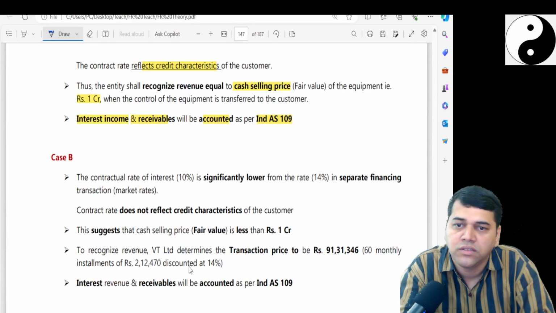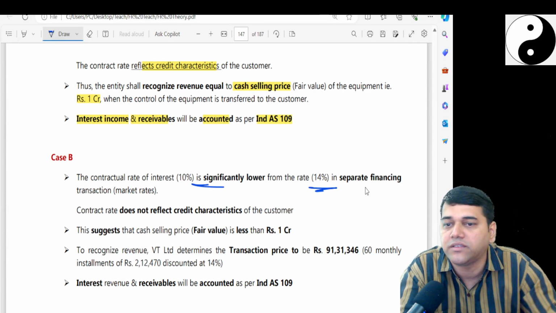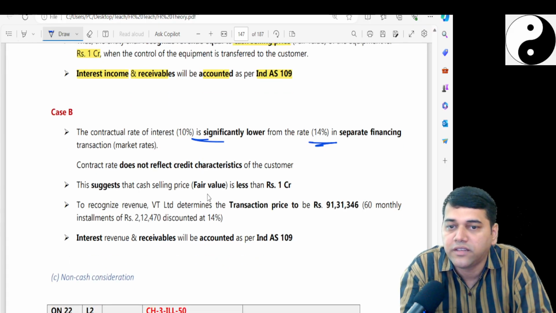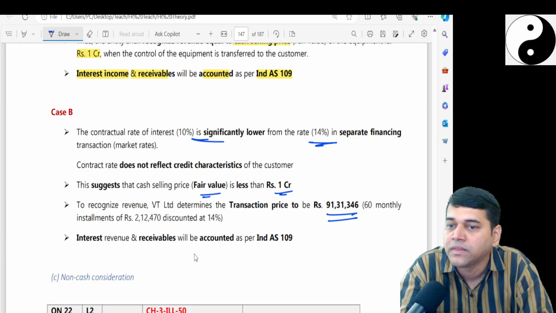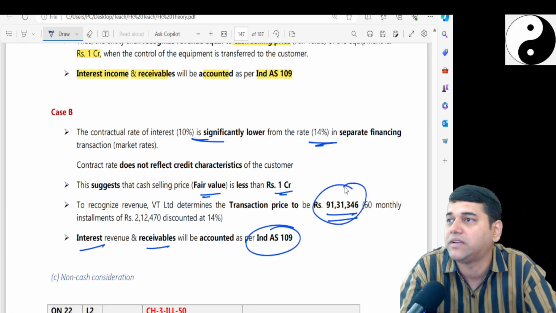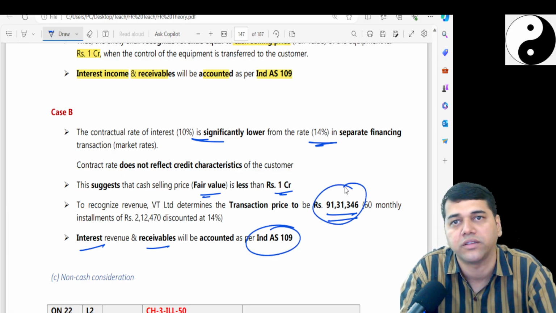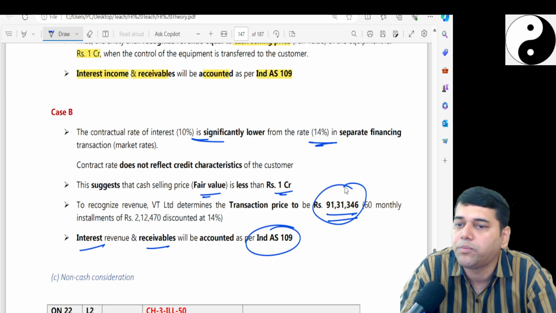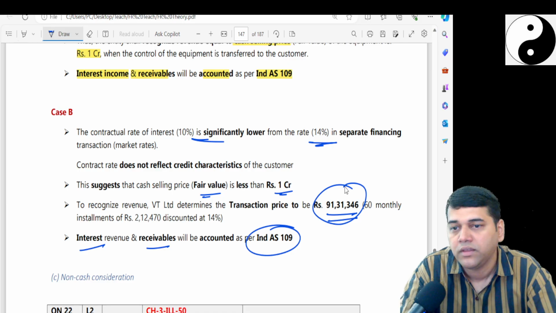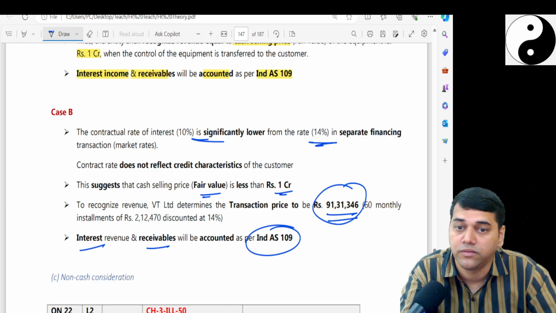Again, theory question. So it is significantly differing from a separate financing arrangement. So the fair value will be less than 1 crore, so fair value will be 91 lakhs. Thus, you have to recognize interest and receivable as per 109 by recognizing 91 lakhs. Again, you have to prepare one amortization schedule. Again, you can give a low priority to this. Yes, now let us see, calculate some problems.